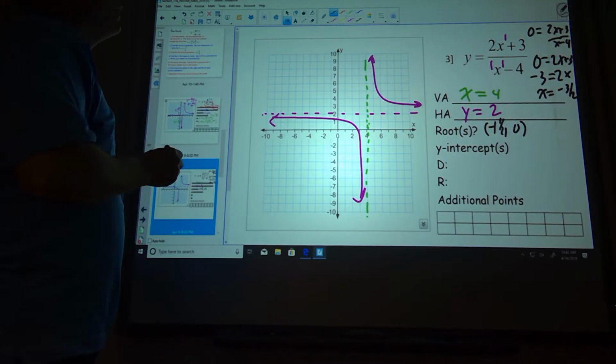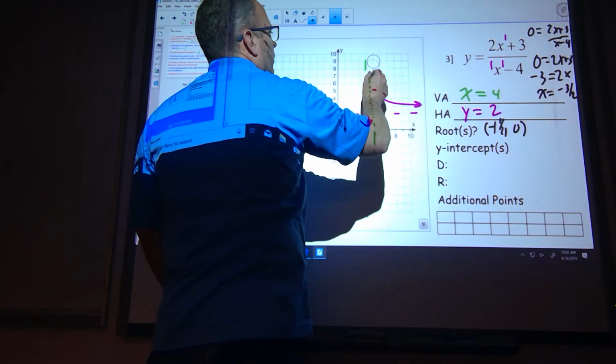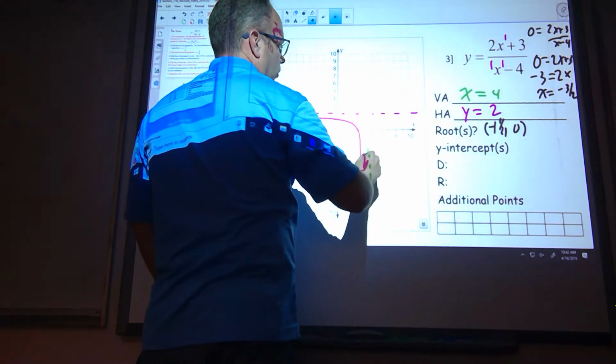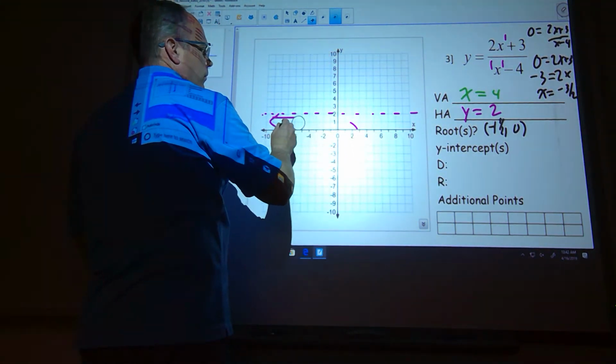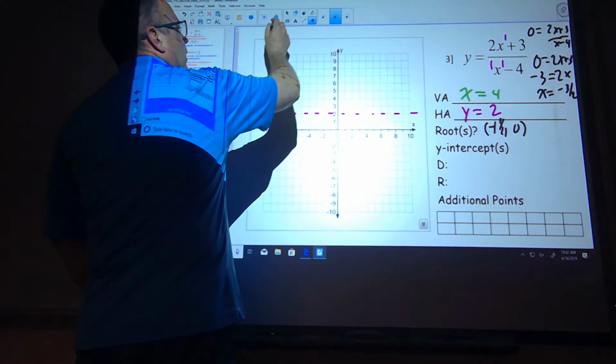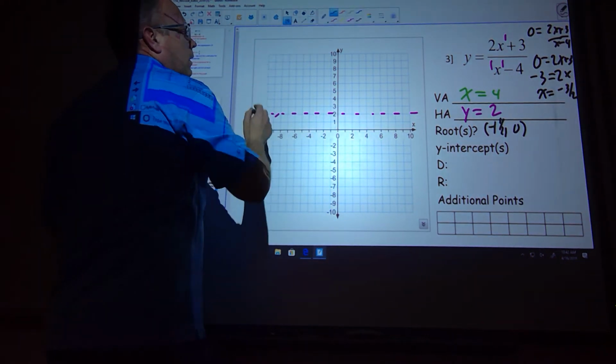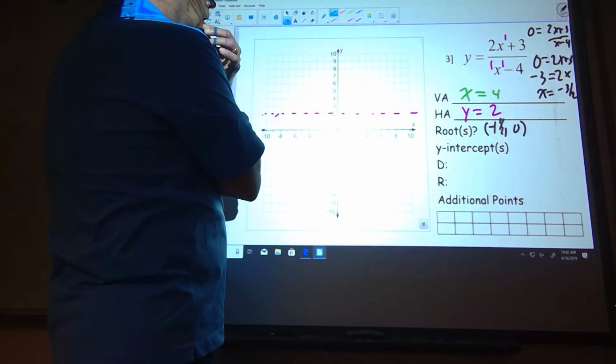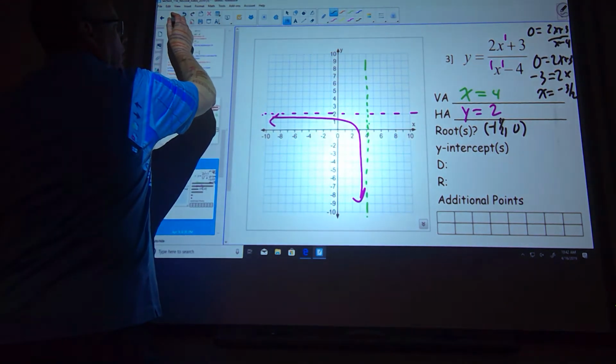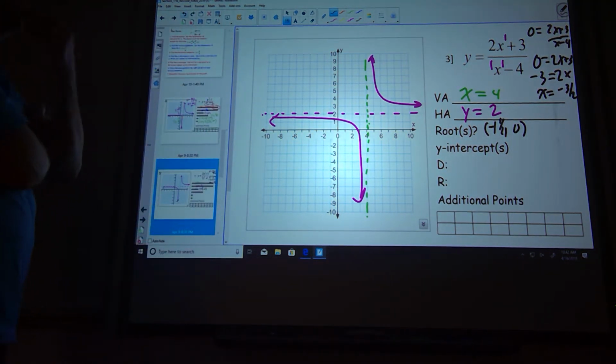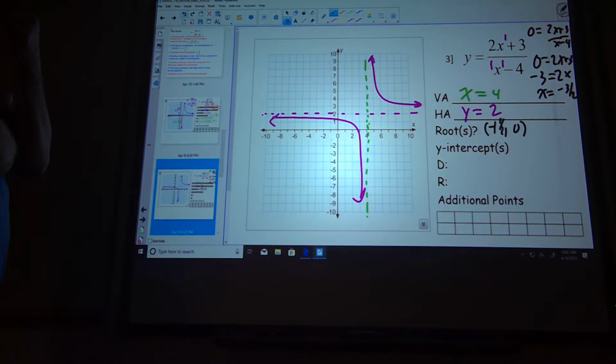Why didn't anyone stop me on this? Goofed up my asymptote. Sorry. No, I was right. I was right. 4, positive 4. My root is negative. Wait, did I do my math right?